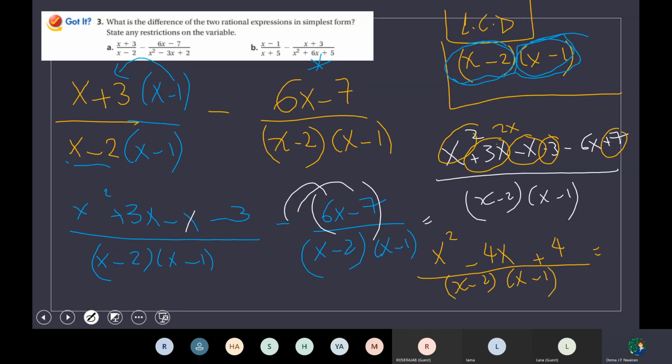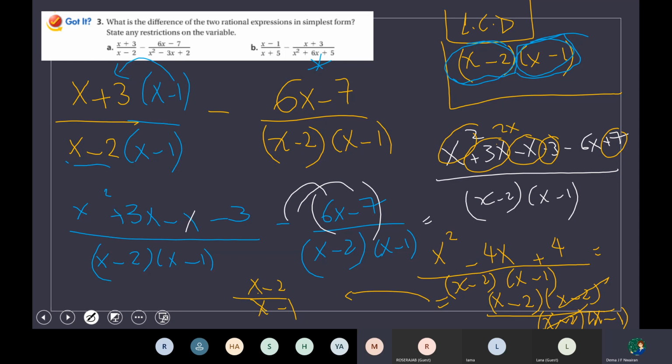Can we simplify it? Yes. It will be x minus 2 times x minus 2 over x minus 2 times x minus 1. Let's now simplify it. So the final answer will be x minus 2 over x minus 1. That's how we can find the difference between two rational expressions. Is it clear? Teacher, can you repeat the one that you simplified? Here? From here? Yeah. Okay.